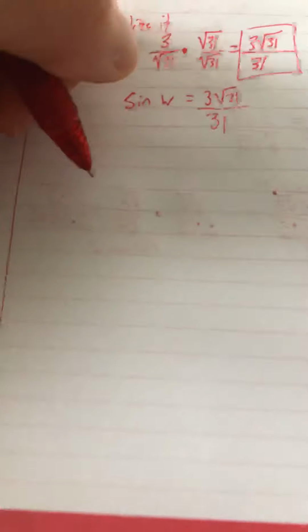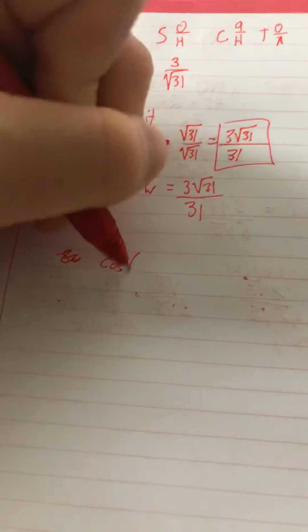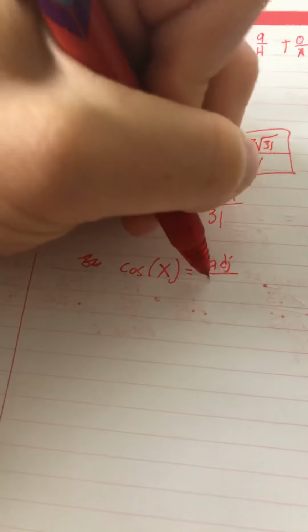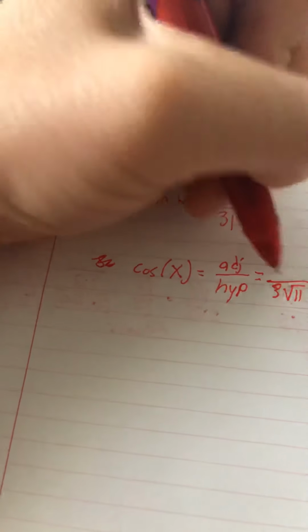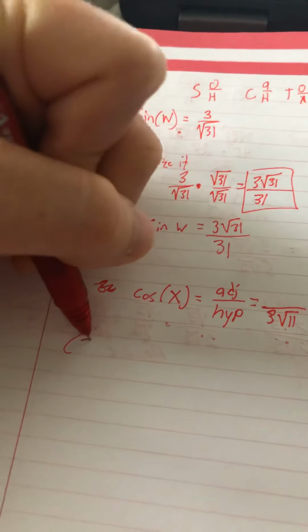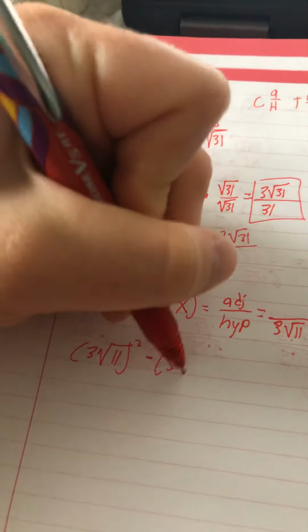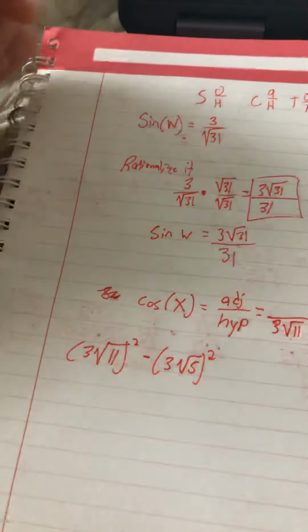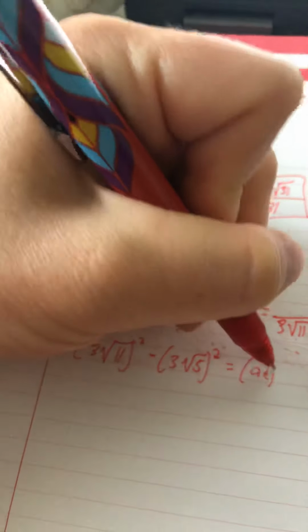So down here, I'm just going to write, we're looking for cosine of X, which is adjacent over hypotenuse. And we have our hypotenuse, which is 3 root 11. And we've got to find the adjacent. So our adjacent: 3 root 11 squared minus 3 root 5 squared equals adjacent squared.